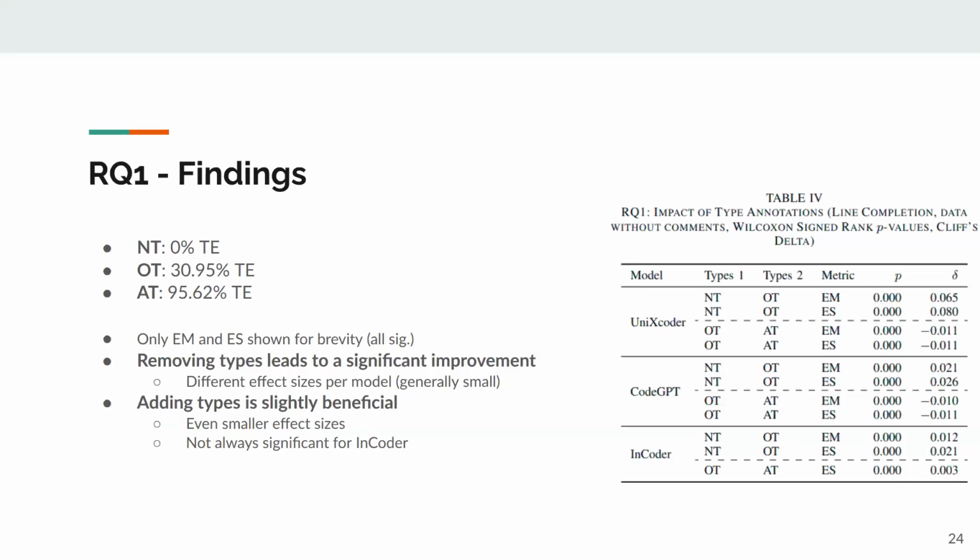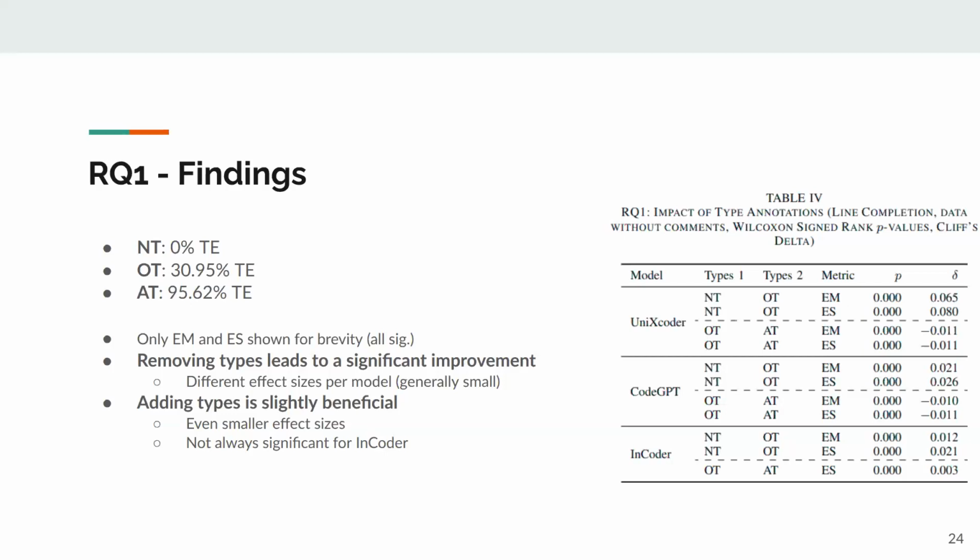And it's confirmed that indeed removing type annotations leads to a performance improvement for the 3 models. However, you should note that the effect is relatively small, or well, it is definitely small for each of the models. So whether this has a practical use is something you can think about. And additionally, this analysis shows that the adding of types is also slightly beneficial. But once again, looking at the effect size shows that adding types is less beneficial than removing types.